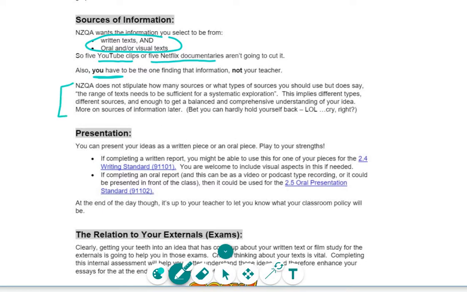Now, everyone says, how many sources? NZQA does not stipulate how many sources. So, your books, your documentaries, your websites, the people you talk to, they're all sources of information. It doesn't say how many sources or what types of sources you should use. However, it does say the range of text needs to be sufficient for a systematic exploration. So this implies different types, different sources, and enough to get a balanced, comprehensive understanding of your idea. So there'll be more on sources of information later. If you haven't got a range of sources, you're going to get a very unbalanced report or idea of your topic.